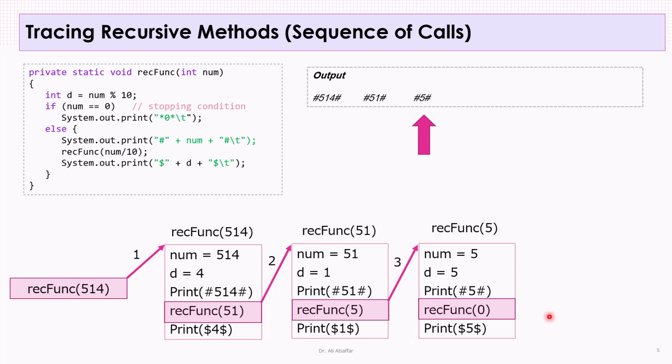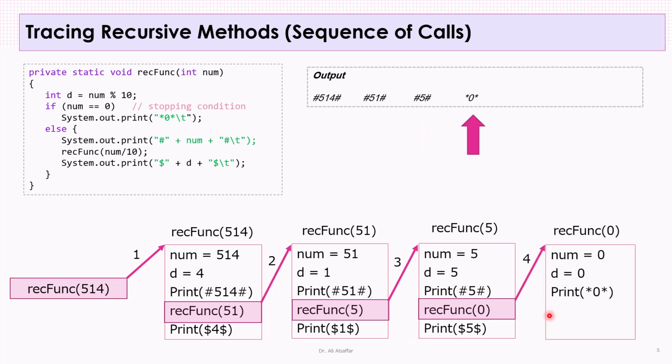So now when we call the method with input parameter 0, then the value of num is 0, and 0 modulus 10 is 0, so the value of D is 0. And since the input parameter num is equal to 0, it will print 0 surrounded with the stars. And this is the output. And notice we are not going to the else statement, so we don't have to call the method again.